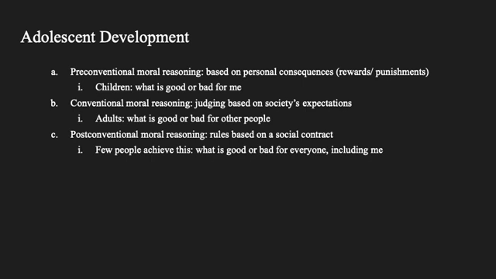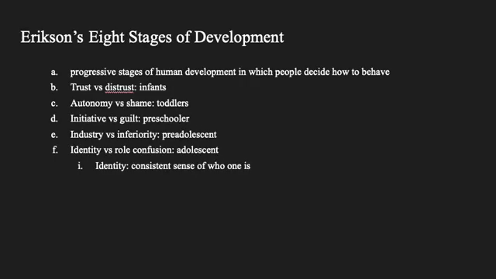Conventional moral reasoning is judging based on society's expectations, usually seen in adults. What is good or bad for other people. Post-conventional moral reasoning is rules based on the social contract. Only a few people achieve this, and it is what is good or bad for everyone, including me.